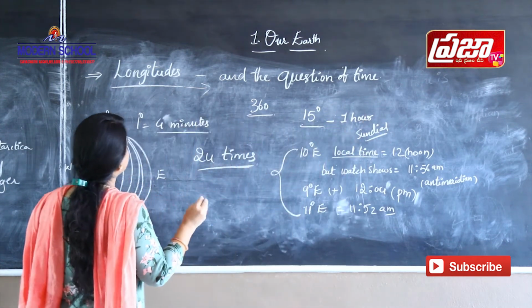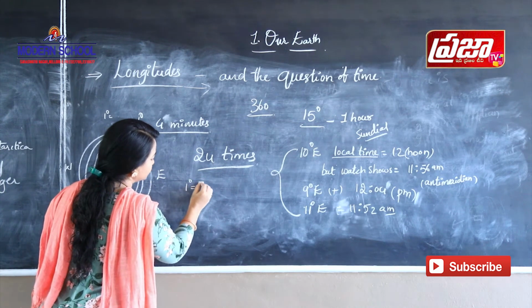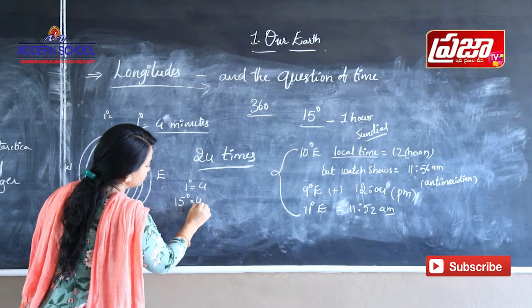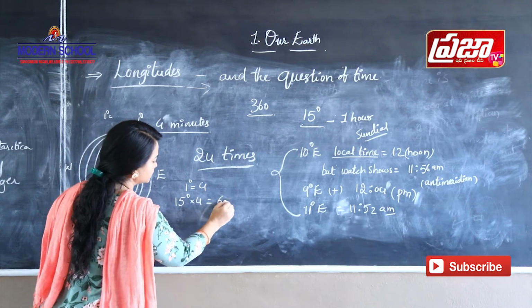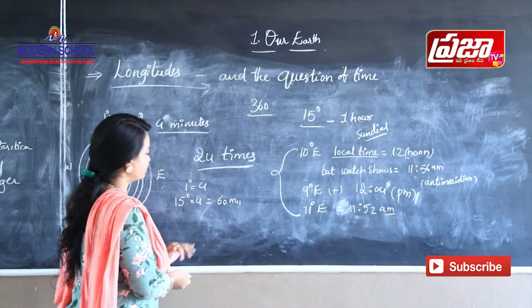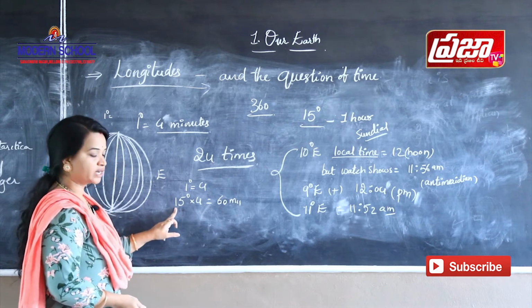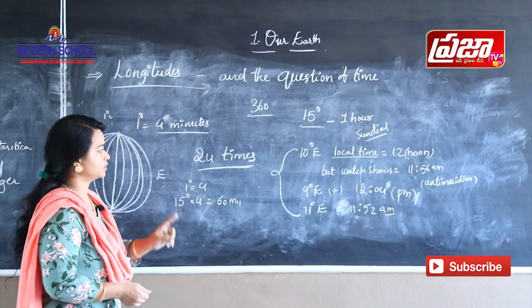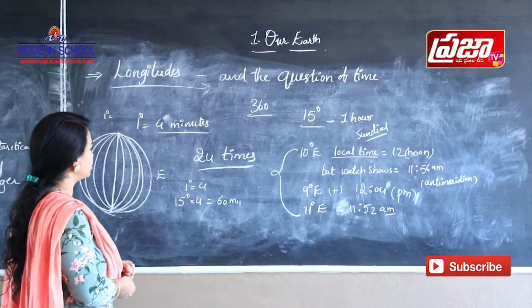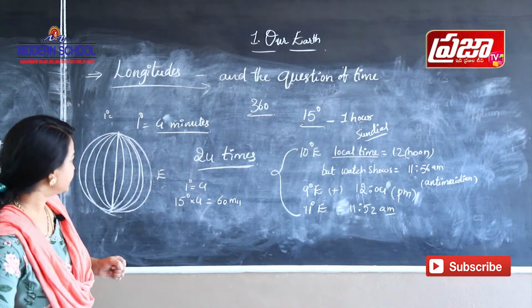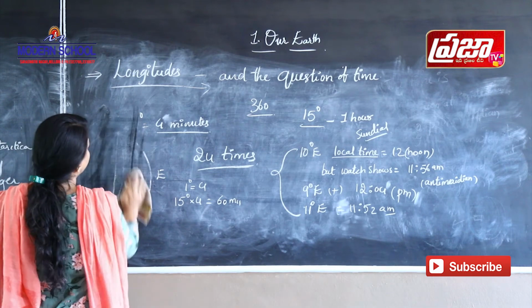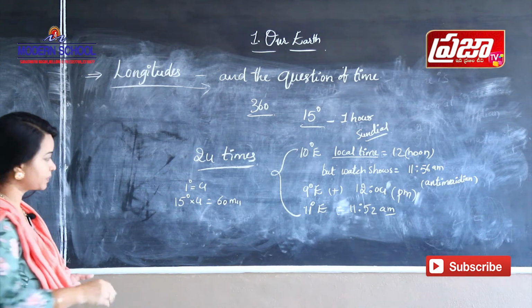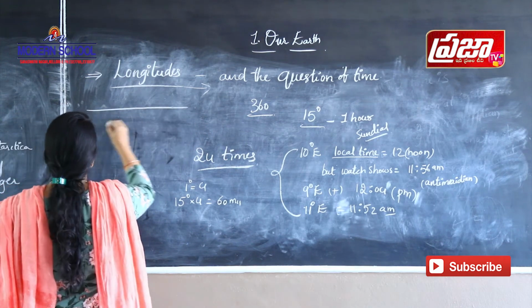I will tell you how it comes. So 1 degree is equal to 4 minutes, and 15 degrees into 4 minutes you get 60 minutes. It means 1 hour. So to move from one time zone to another time zone, it takes 1 hour. In this way the time zones are drawn. So we will see the time zones on the map. We will take the flat surface to avoid the confusion.